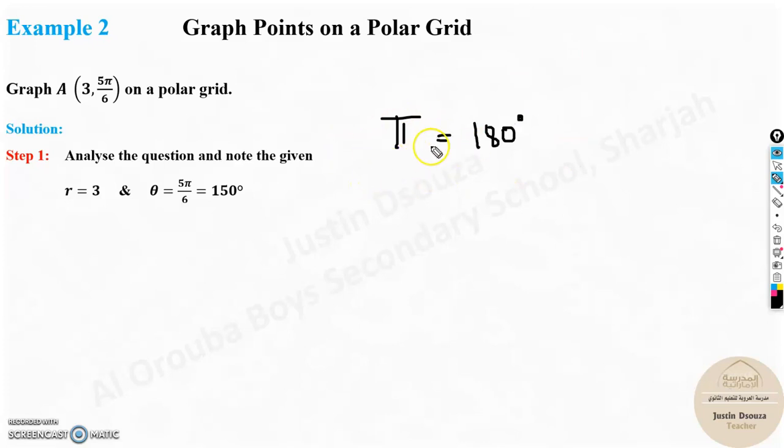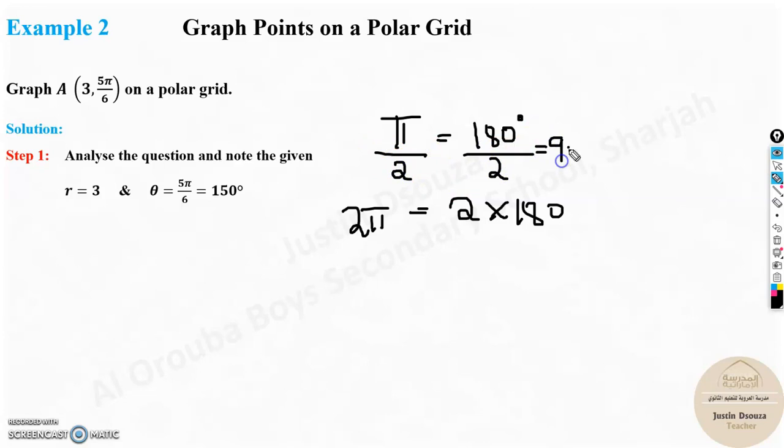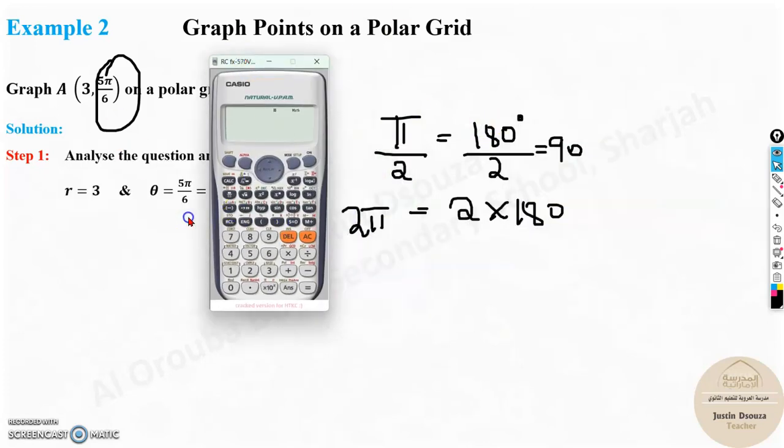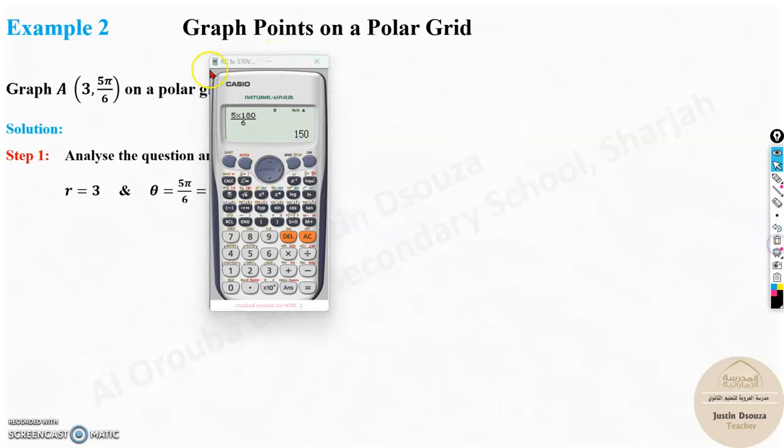Now what if you have 2 pi? 2 pi means just multiply 180 by 2, you'll get the answer. This is 360 degrees. Or what if you have pi by 2? Just divide this by 2, this is 90. So it's very simple. And if you have something like this, 5 pi by 6, how would you solve? Again, it's simple. Instead of pi, say it's 5 by 6, instead of pi, just put 180 degrees, you will get the angle. That is 150 degrees.